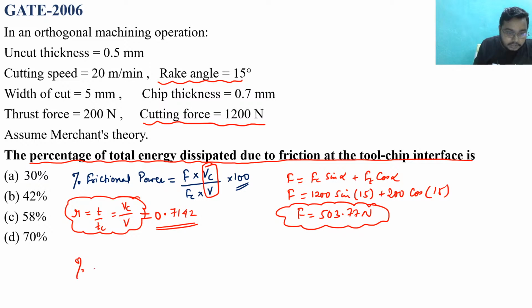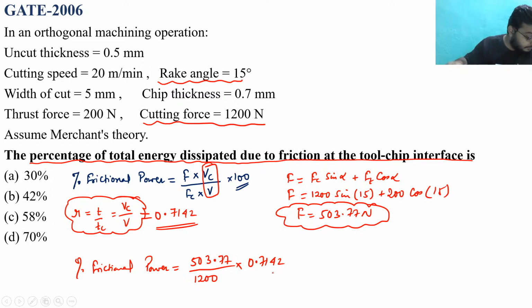Okay, so just put these things in your frictional power relation. And F by Fc, what is F? F is 503.77 by cutting force, that is 1200, and this 0.7142. Okay, so just solve it.